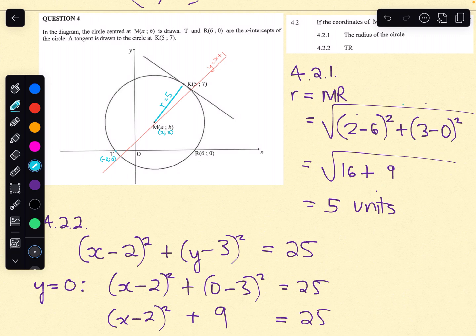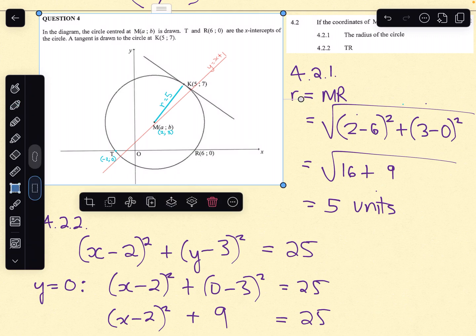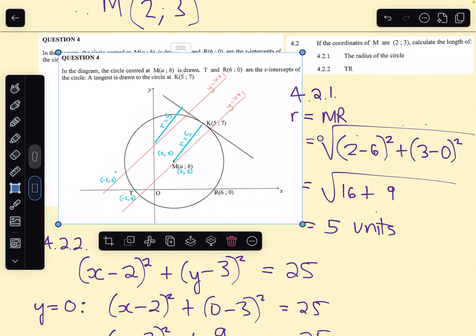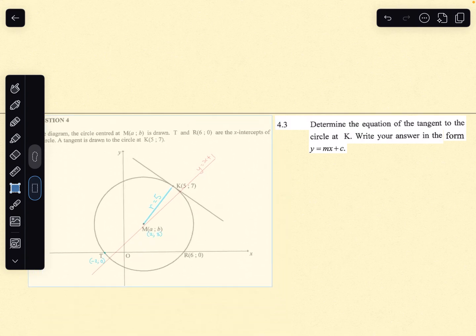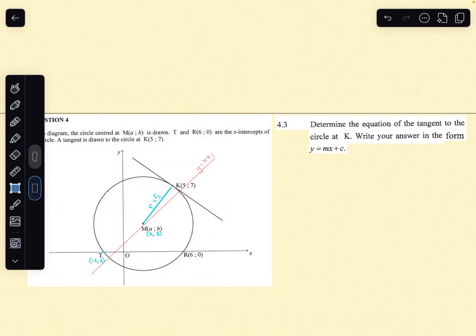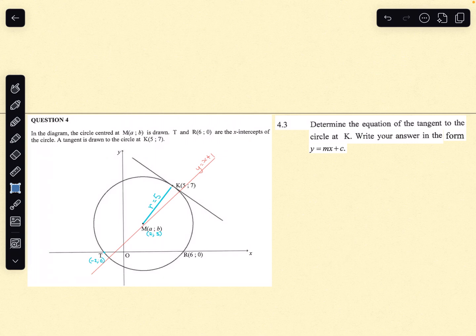Awesome. So, on to the next question. The next question says, determine the equation of the tangent to the circle at K. So this guy that we were given here. Write your answer in the form y is equal to mx plus c.